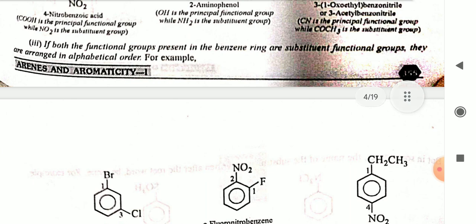If both the functional groups present in the benzene ring are substituent groups, then they are arranged in alphabetic order.